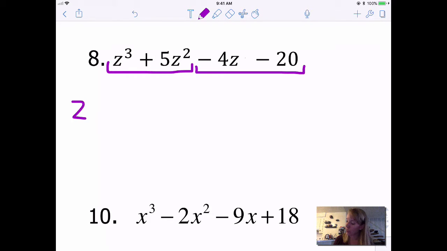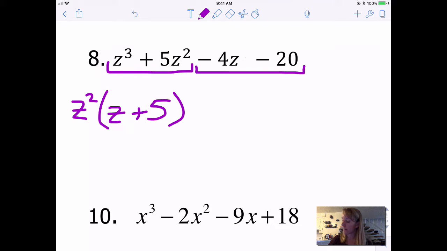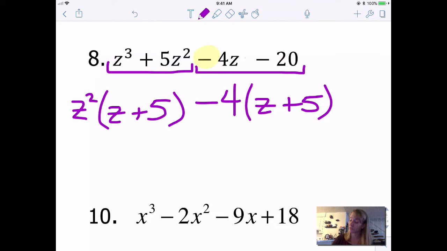In the first group, I have a z squared. Z squared times z is z cubed. Z squared times 5 is 5z squared. And then again, remember, I always take that middle sign. And then it looks like my GCF in the second group is a 4. So -4 times z is -4z. And -4 times a +5 is a -20.